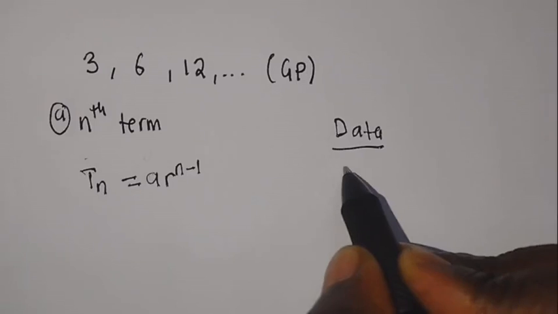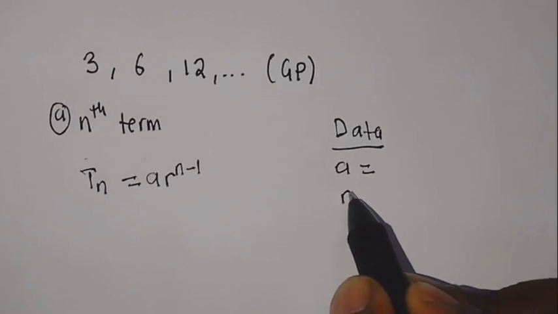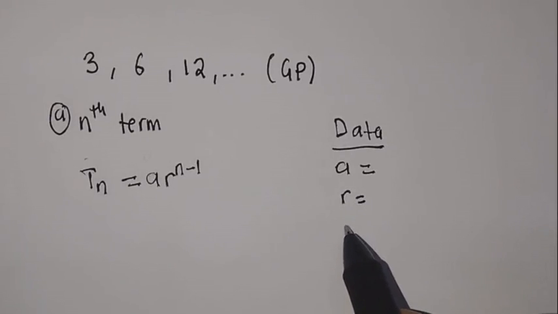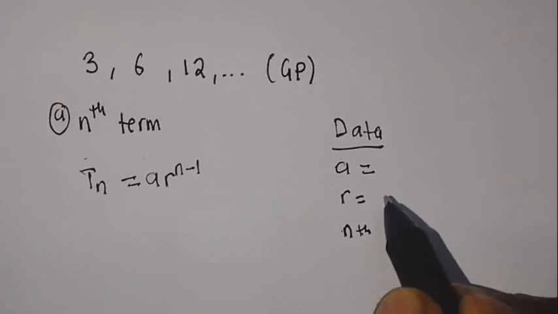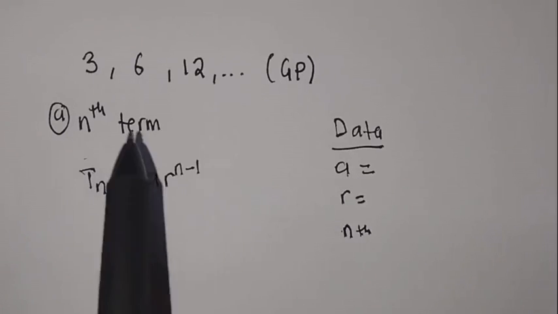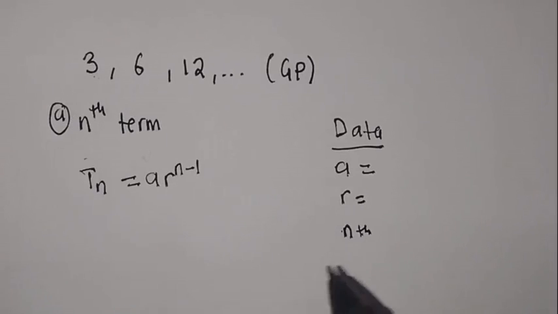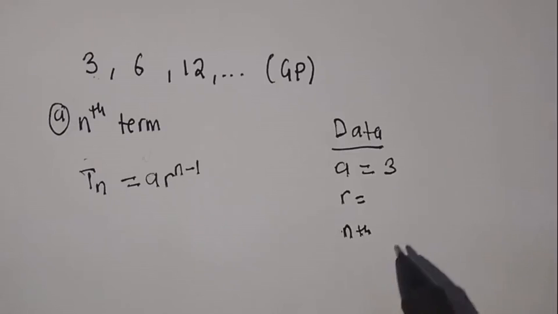From this data, we are going to need a. We're also going to need r. I think that's all, because n is the nth term. So a is the first term. Here you have 3, 6, 12, so the first term is going to be a. Where there is a, we are going to put a 3.